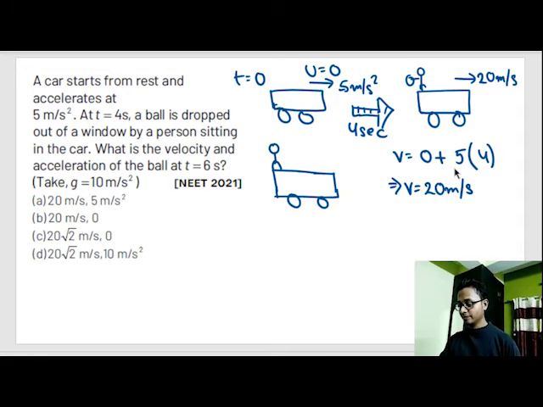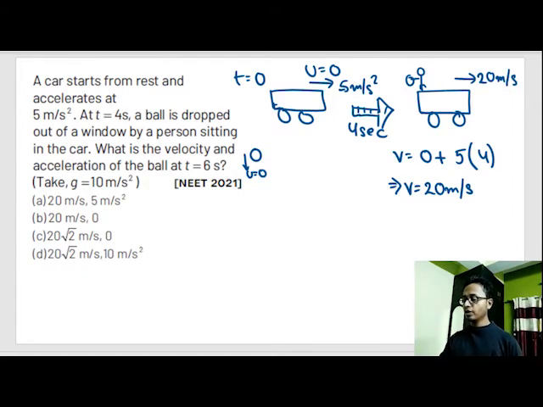So now he drops the ball. So initial vertical component of velocity is equals to 0. Out here at t is equals to 4 seconds, he drops the ball. So I'm not drawing the car, I'm deleting the car and just drawing the ball.